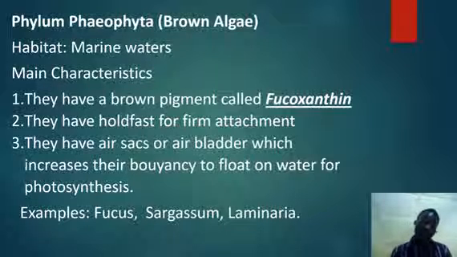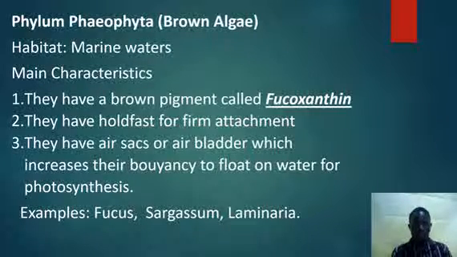Now let's look at the main characteristics of organisms in the phylum Phaeophyta. One is that they have a brown pigment called fucoxanthin. That's the main characteristic of organisms in the phylum Phaeophyta. Next is that they also have a holdfast that they use for firm attachment to surfaces. It's a structure that helps them to hold onto surfaces very firmly.